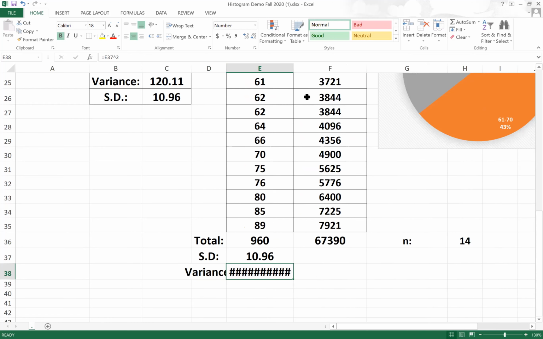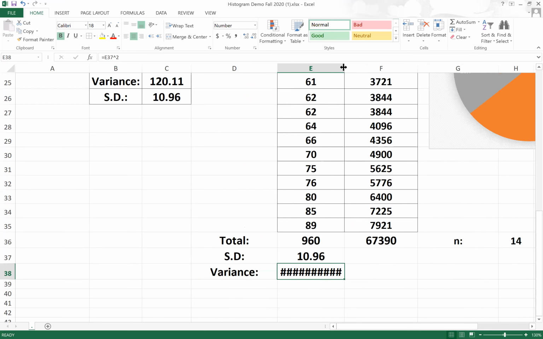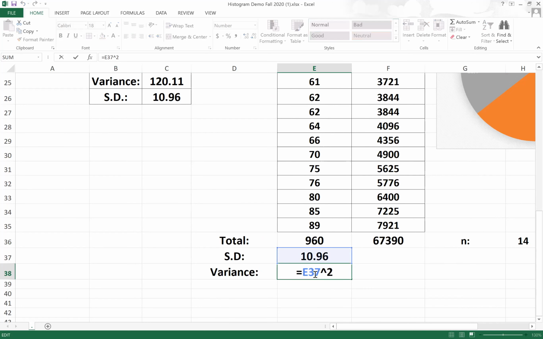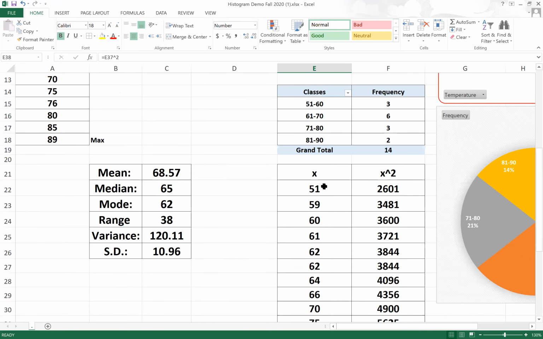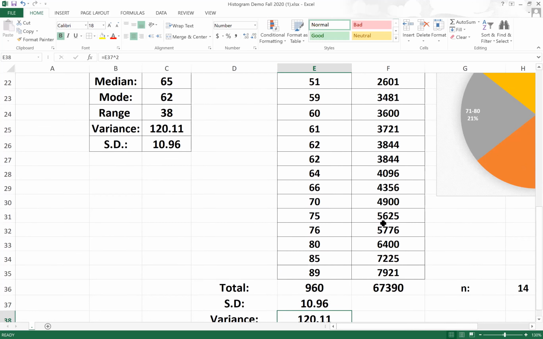So again, let me just resize it a little bit. I don't need that, so I'm just going to decrease to 2 decimal places. Okay. I just wanted to show you quickly the procedure of calculating the standard deviation in Excel.